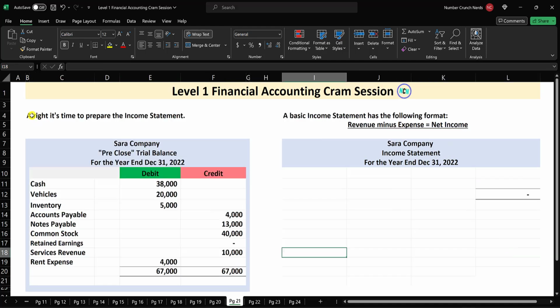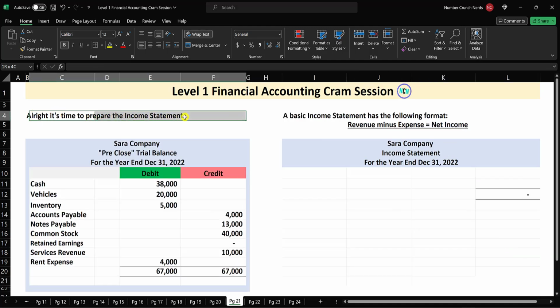All right, it is time to prepare the income statement. And for the income statement, we're actually going to use the pre-close trial balance because we need the income statement accounts, which are down here. So I have adjusted the trial balance back. I've taken out the retained earnings for the moment and put back the income statement accounts, because that's what we need to create the income statement in the first place before it gets closed to the trial balance.